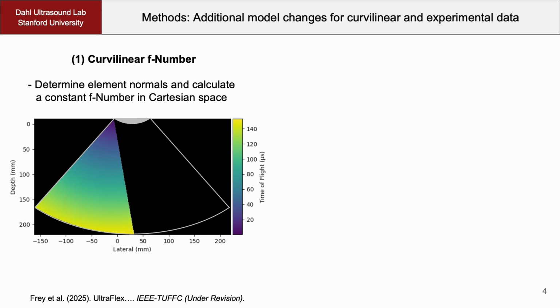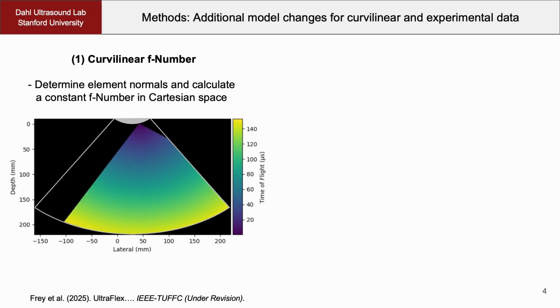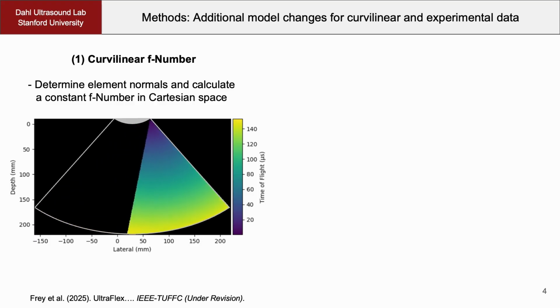We also made two additional changes to our differentiable beamforming model to accommodate curvilinear and experimental data. The first change involved determination of element normal directions to calculate a constant curvilinear f-number in Cartesian space. Here we can see a plot animating the constant f-number cone associated with each individual element. The color represents the time of flight to image domain positions.